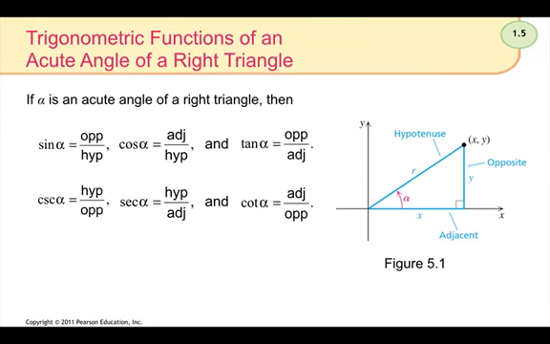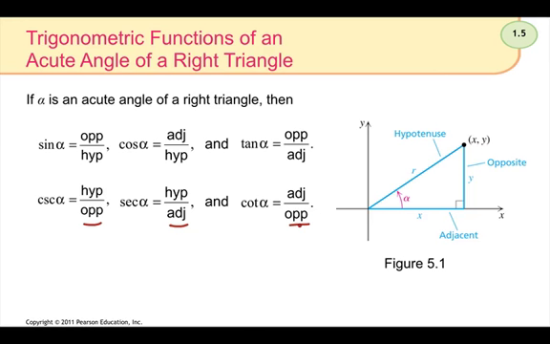So on this slide, basically we are going to be reviewing what you saw in geometry. Let me read this. It says if alpha is an acute angle of a right triangle, then sine of alpha, here's your alpha, is the opposite side over the hypotenuse. Cosine of alpha is the adjacent side over the hypotenuse. Tangent of the reference angle alpha is the opposite side over the adjacent side. And you should recognize the reciprocals here for cosecant, secant, and cotangent.